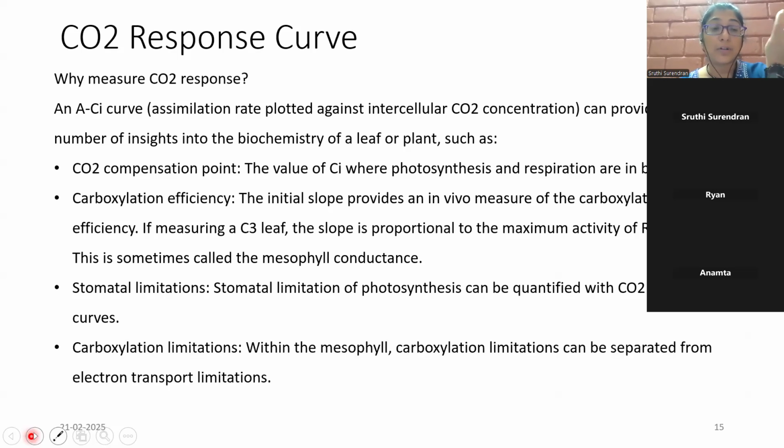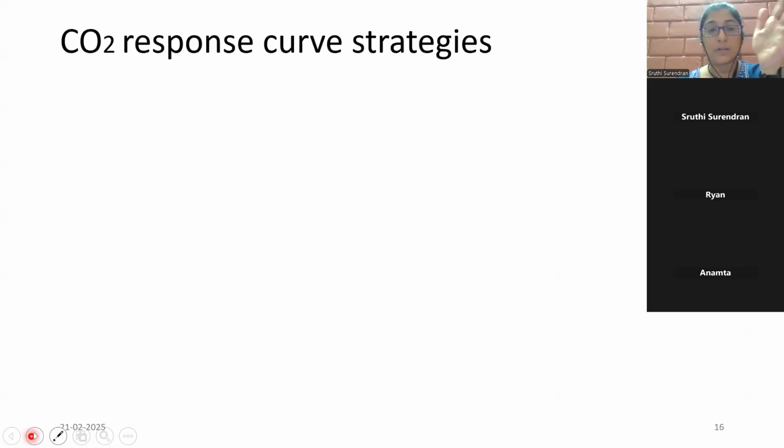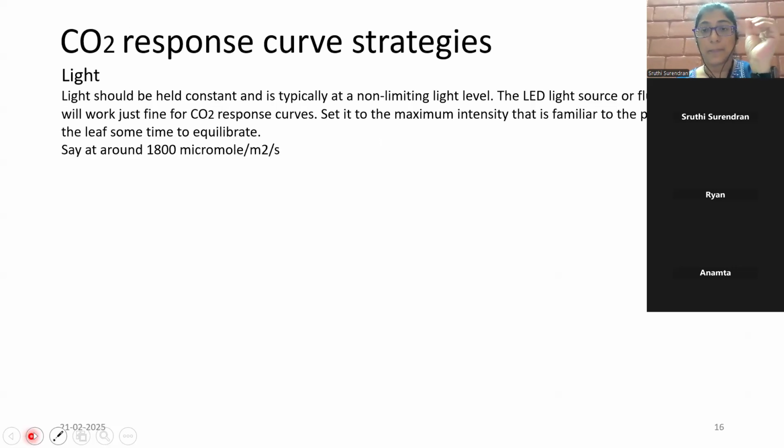And then what are the carboxylation limitations? That is, in the Calvin cycle, as a result of what is happening in the Calvin cycle, how is the rate of photosynthesis being affected? So all of these can be obtained from a response curve. And how do we do the response curve? It is done in the following way.